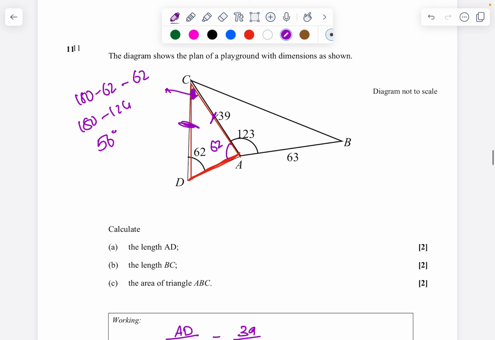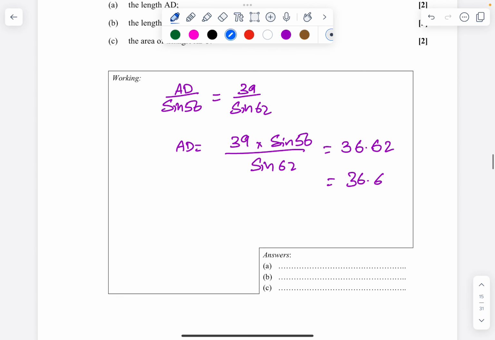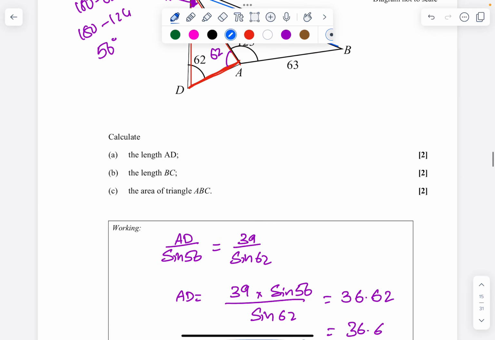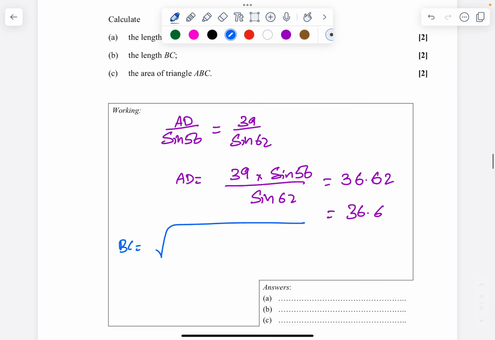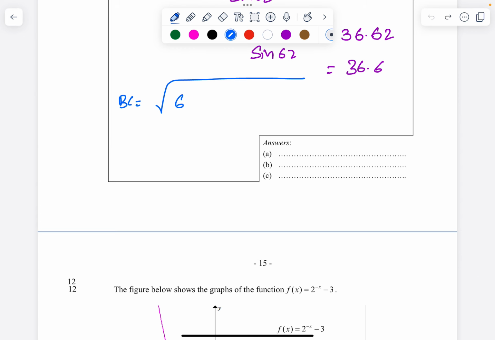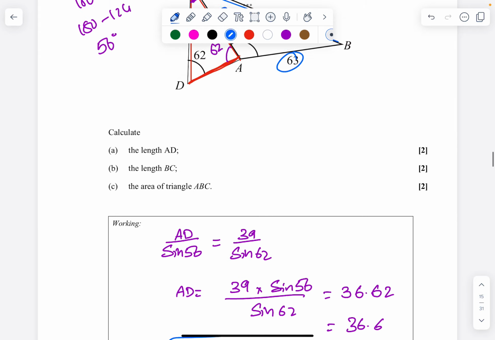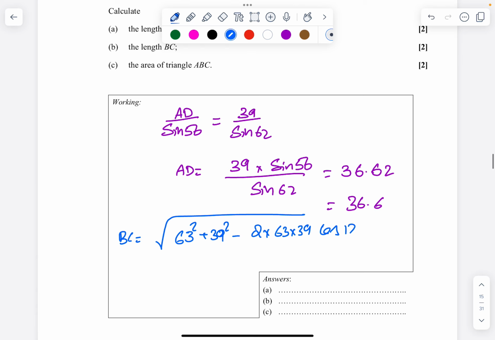Find the length of BC. To calculate the length of BC, we use the cosine rule. BC equals square root of 63 square plus 39 square minus 2 times 63 times 39 times cosine 123. So use the calculator: 63 square plus 39 square minus 2 times 63 times 39 times cosine 123. That gives you 90.4.